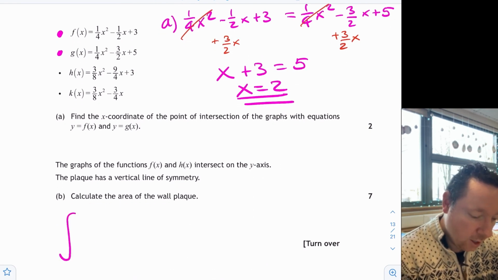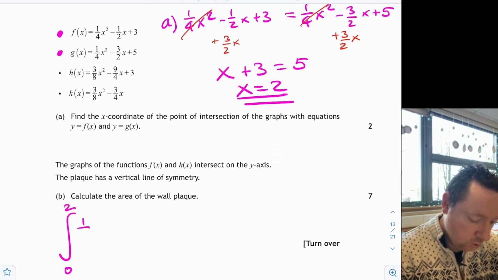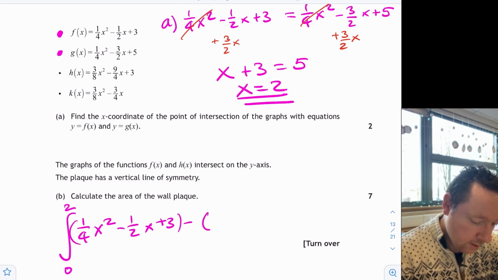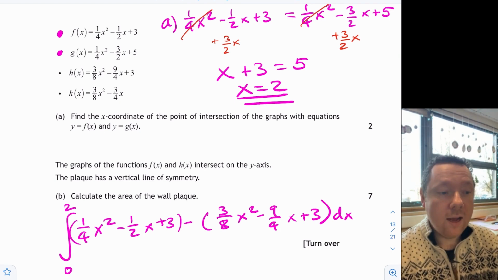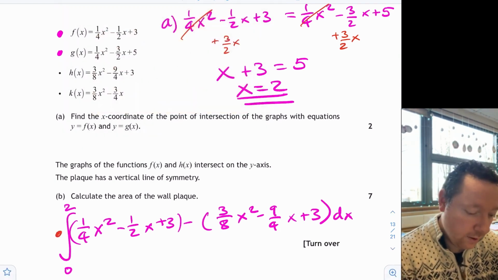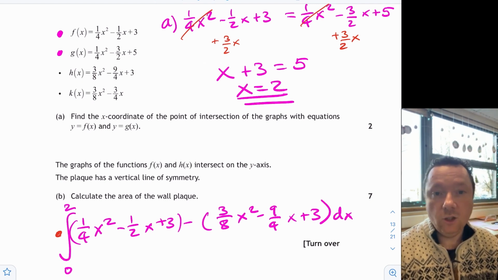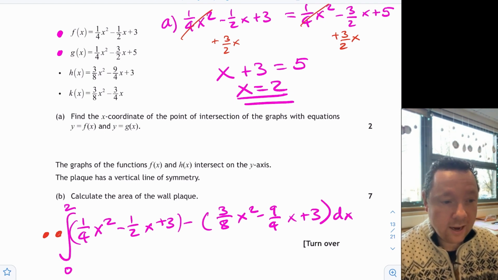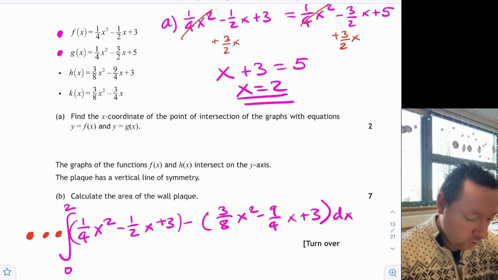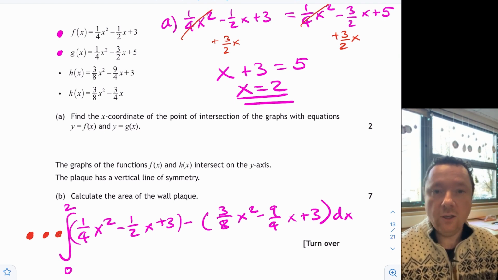Making sure you copy it down properly, it's the integral between 0 and 2 of f of x, which is a quarter x squared minus a half x plus 3. Put that in brackets, take away h of x, which is this one, 3/8 of x squared minus 9/4 of x plus 3 dx. At that point you may be wondering, how many marks do I get? You get a mark for knowing to integrate, so using the integration sign, another mark for putting in the limits 0 to 2, and another mark for writing down the two curves taken away from each other. So 3 marks for literally doing no work.